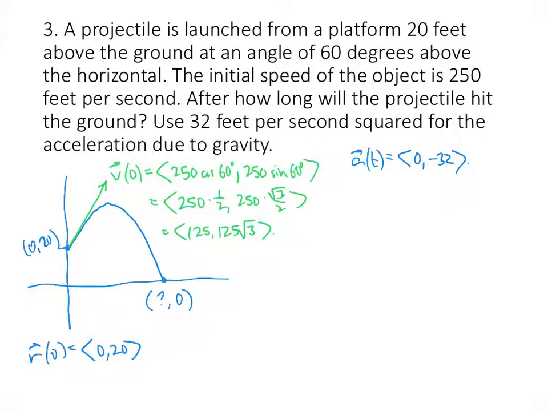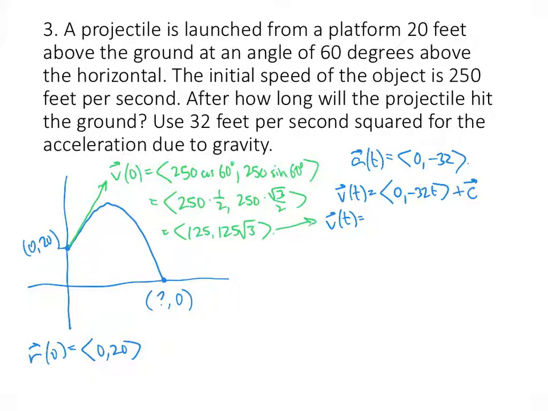This is all the information like what we had in the previous problem, where we had a formula for acceleration, we had an initial velocity, we had an initial position, and we put it all together by taking two antiderivatives, and we got our position function. So we're going to do that again. v of t is the antiderivative of a of t, so that's going to be 0, negative 32t, plus some constant vector c.